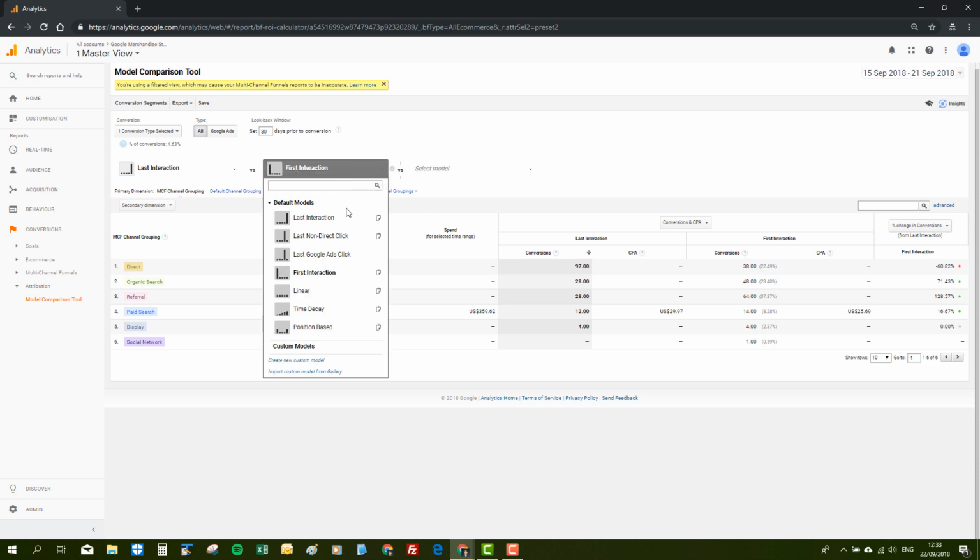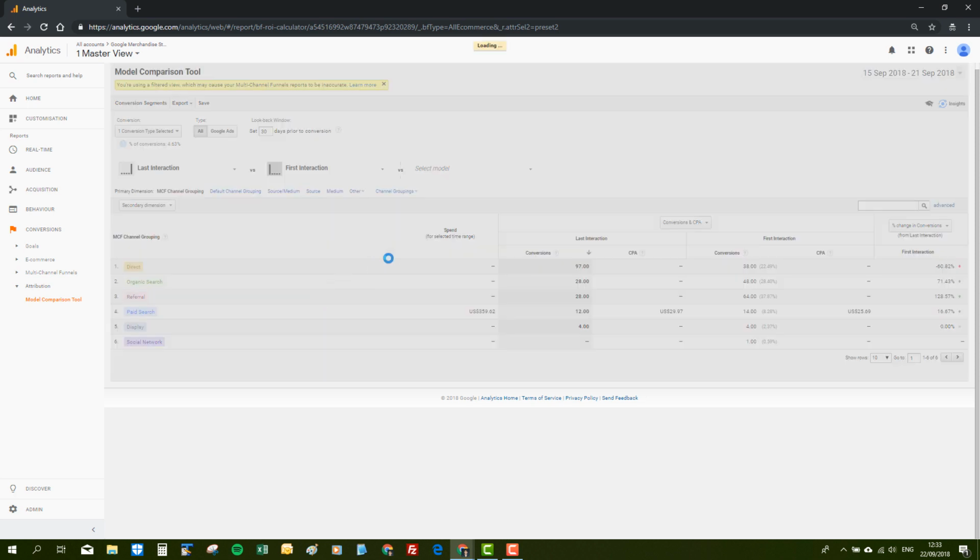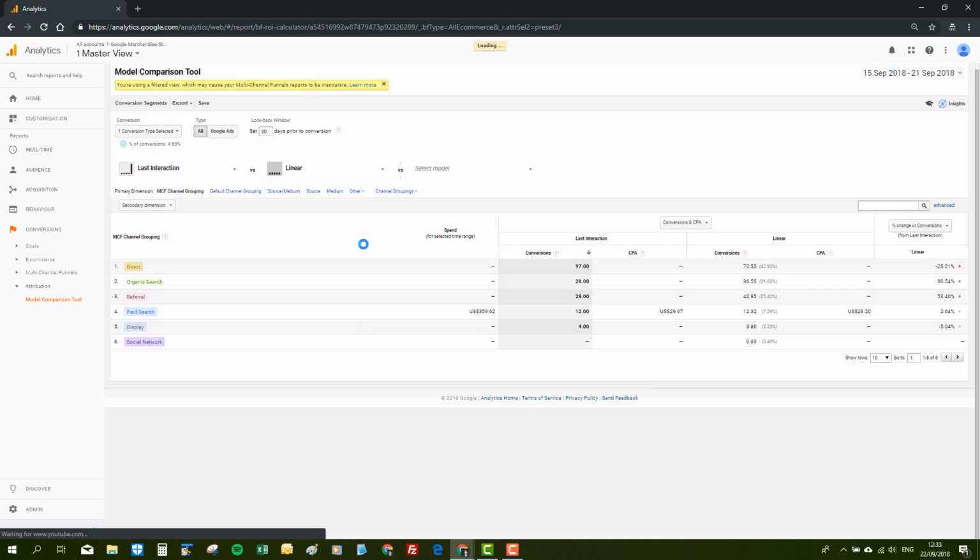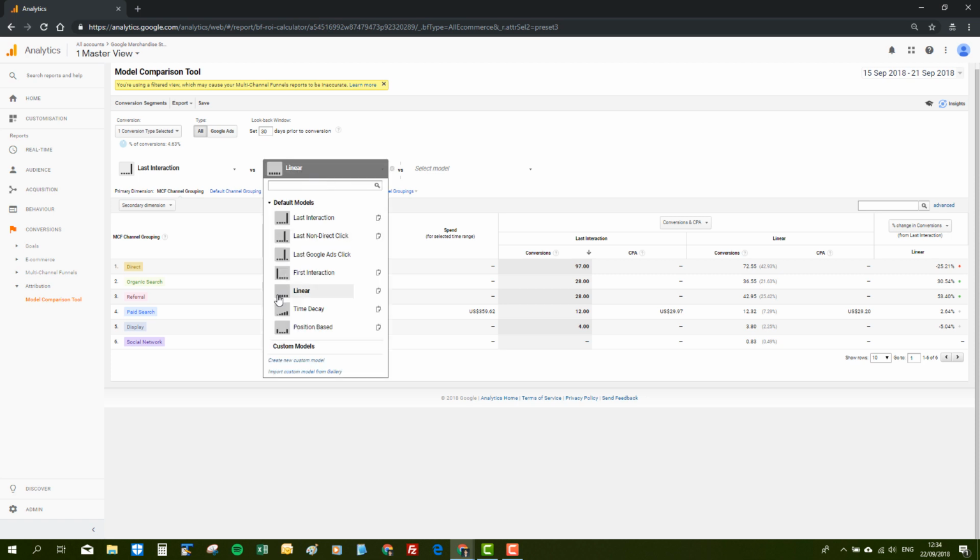The models we have are last click or last interaction, last non-direct click, last Google Ads click, our first interaction, linear, where every single interaction along the way gets the same amount of credit. Then we have time decay, where credit changes over time and is applied based on the distance between the first and the last interaction. And then we have position based, where the first and the last interaction get the majority of credit and a little bit is given to the channels along the way.